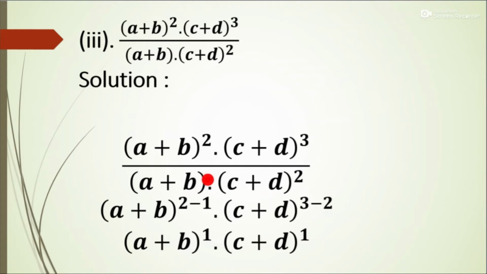Suppose the power of the one number is 1, so we take its reciprocal and can change it into minus 1. Now c plus d to the power 3 stays as it is, and c plus d to the power 2, we can change 2 into minus 2. The bases are the same, so we can write the power in this form: a plus b to the power 1, because 2 minus 1 is 1, and c plus d to the power 2, because 3 minus 1 is 2 and 3 minus 2 is 1. So this is the answer of this question.